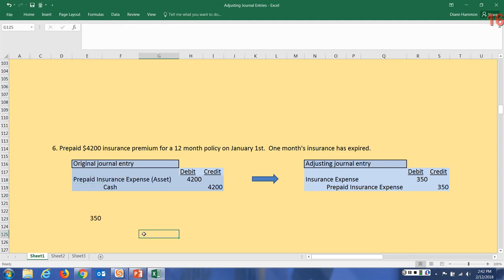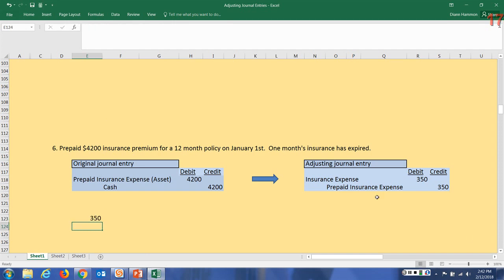Prepaid insurance account, which is an asset, and then cash would have been credited for the $4,200. Now we're ready to make this entry, so let's use Excel and calculate. You see up at the top in the formula bar there, I just put equals the $4,200 divided by 12 months, and I get $350.